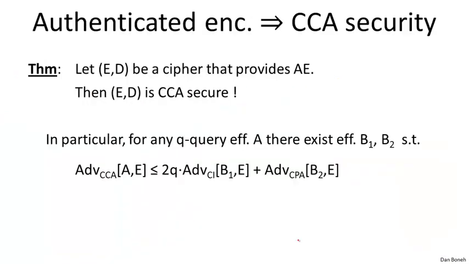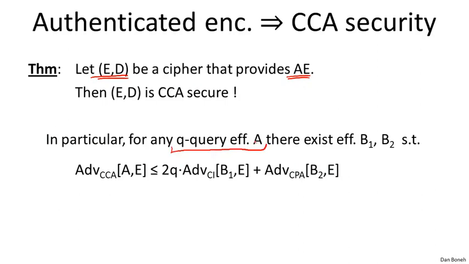So I claim that this authenticated encryption notion that we defined before actually implies chosen ciphertext security, and this is why authenticated encryption is such a natural concept. The theorem basically says that if you give me a cipher that provides authenticated encryption, the cipher can withstand chosen ciphertext attacks.